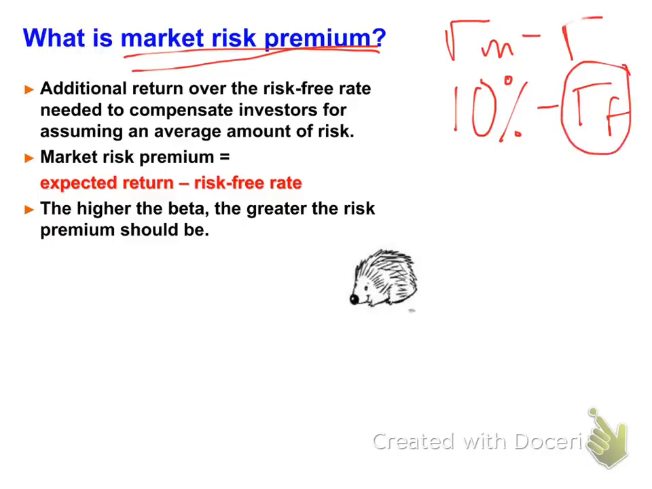For example, a fixed deposit. Now, let's say the market return is 10% and the risk-free return is 3%. So the difference is 7%. What do we mean by this 7%? We call it the market risk premium. So this 7% basically means that this is the additional return for those who are willing to take more risk.